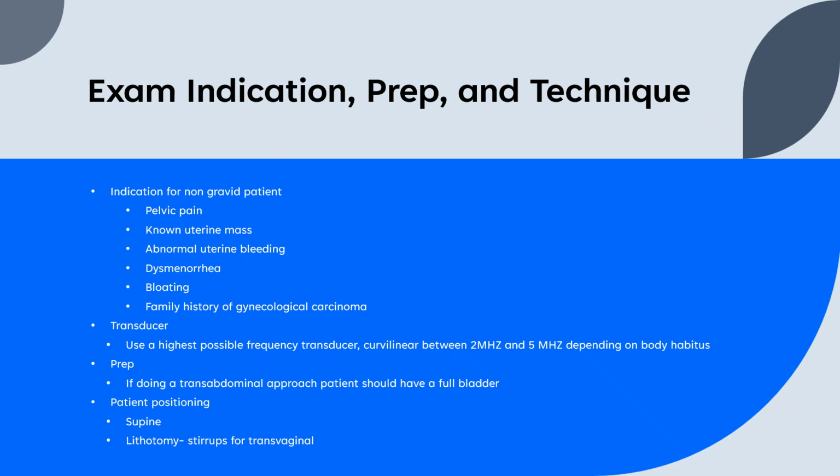Prep for transvaginal and transabdominal are very different. For transvaginal, we want an empty bladder. We do not want any urine in that bladder because we're going to be pushing right up against it. But for transabdominal, we need to have that bladder full in order to push the flexation of the uterus back enough so that we can see it. Also, the bladder creates a beautiful acoustic window for us and limits the amount of attenuation going that deep into the body. Patient positioning, we have supine.